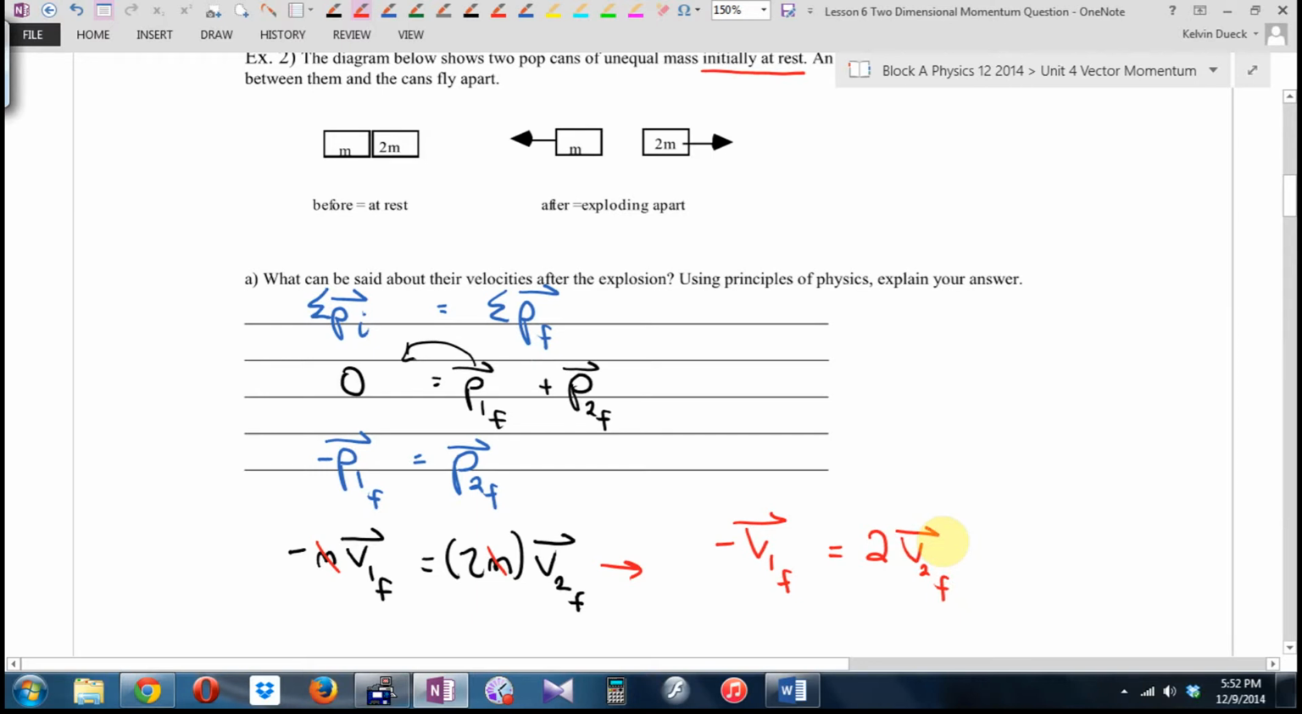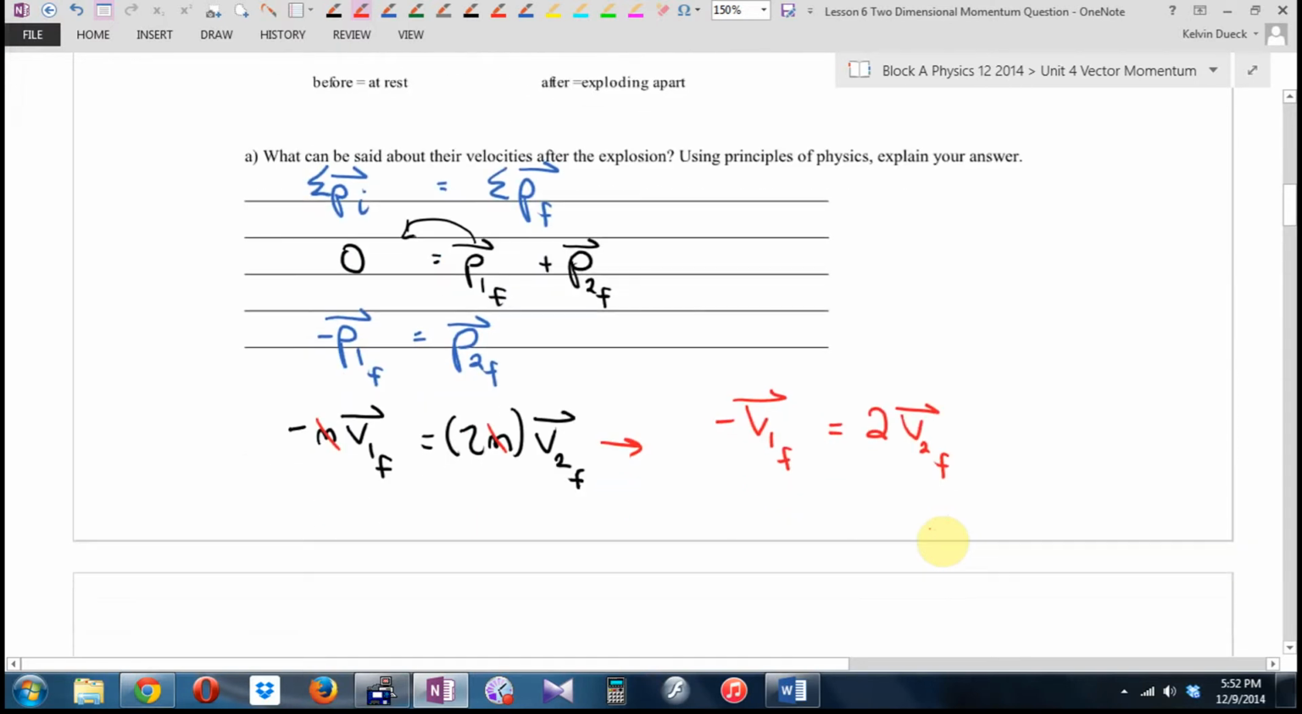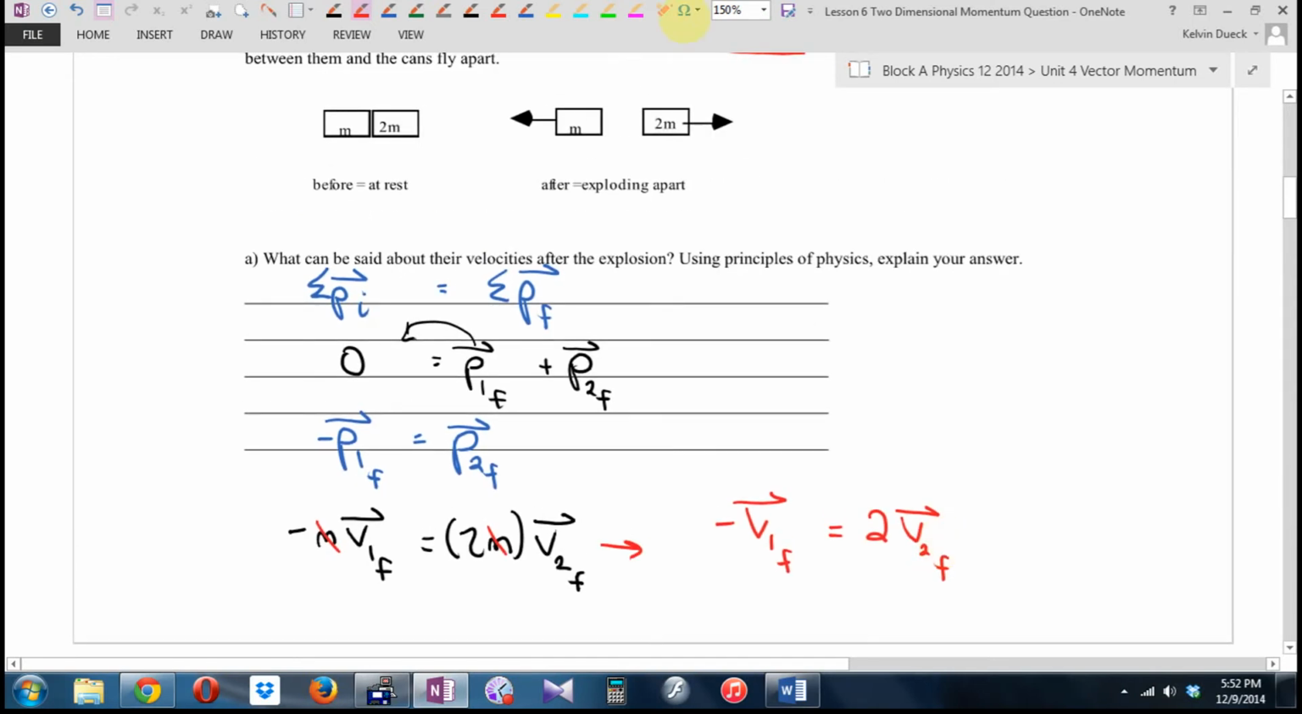What's the fact that one's negative and one's positive telling me? First of all, it's telling me opposite directions. But what can you tell me about the mass that's twice as big and its velocity versus the mass that's half as big and its velocity? Here's what this is saying. The first can is twice as fast as the second can, but in the opposite direction.